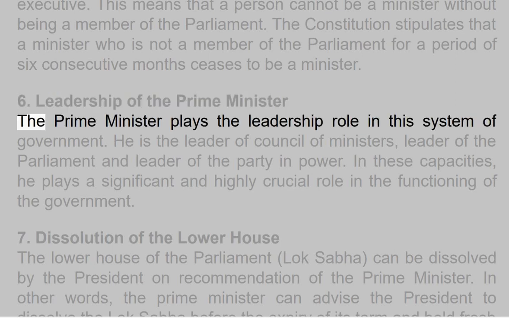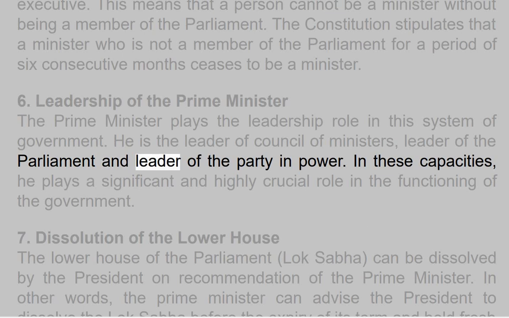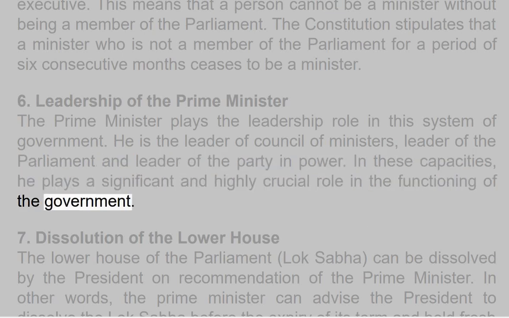6. Leadership of the Prime Minister. The Prime Minister plays the leadership role in this system of government. He is the leader of Council of Ministers, leader of the parliament and leader of the party in power. In these capacities, he plays a significant and highly crucial role in the functioning of the government.